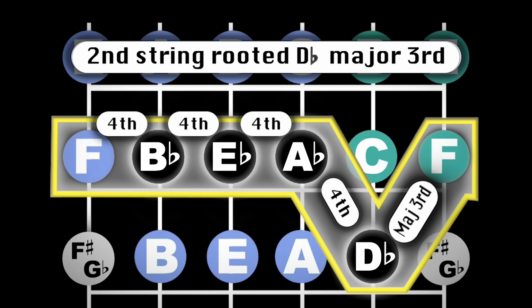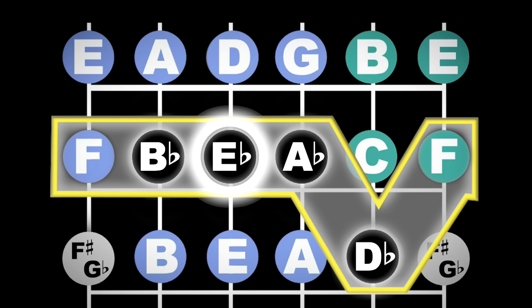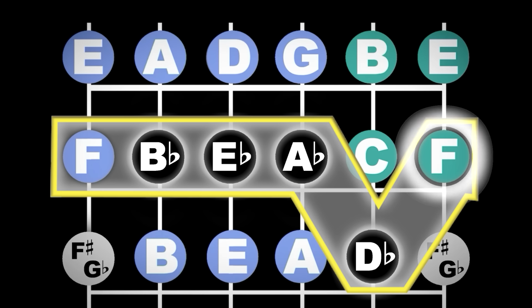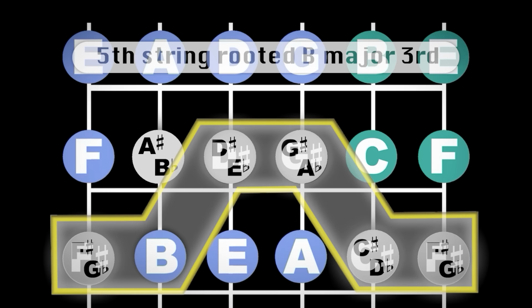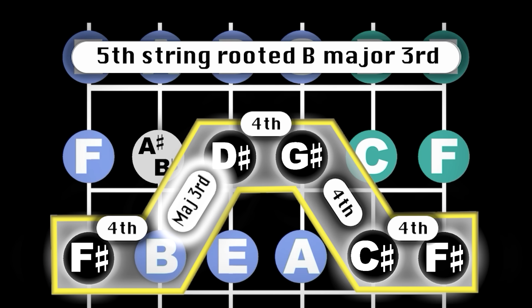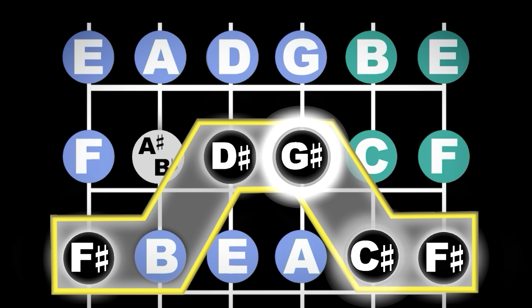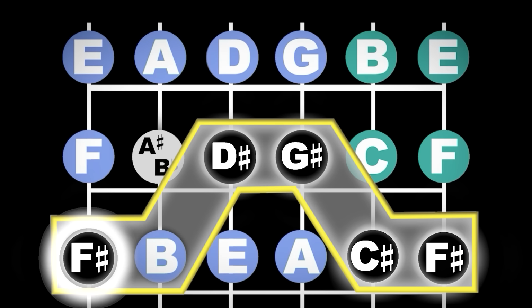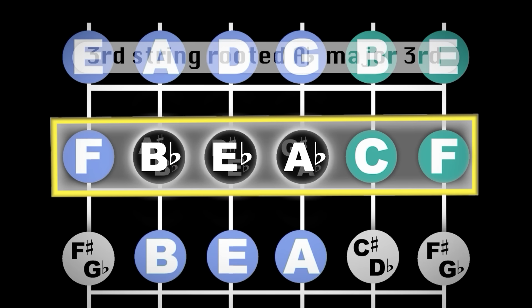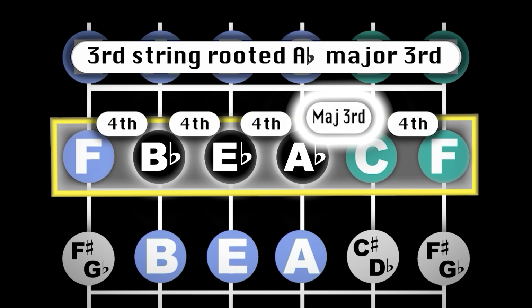Now D-flat major, rooted on the 2nd string. B major on the 5th string. And finally, A-flat major, rooted on the 3rd string.